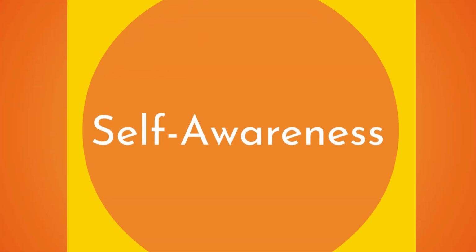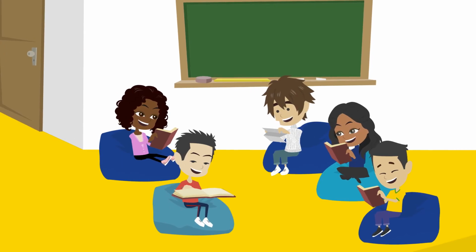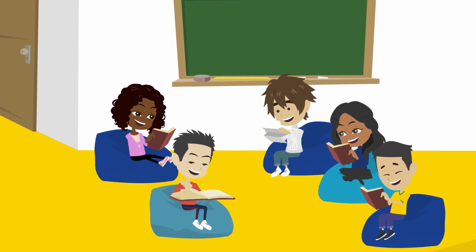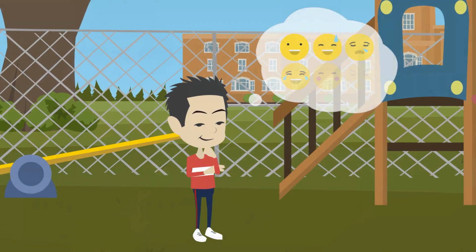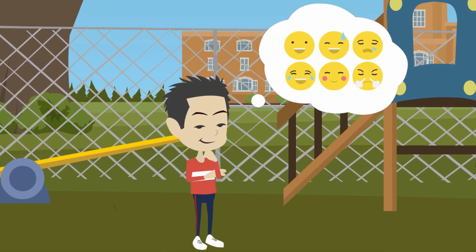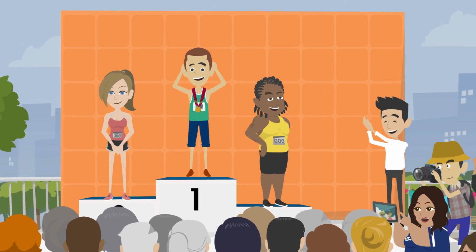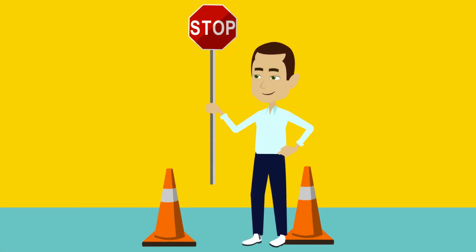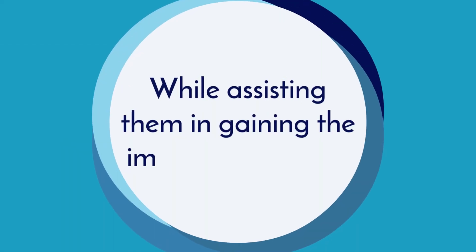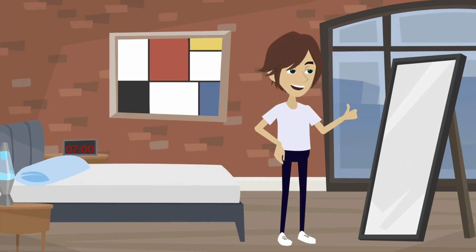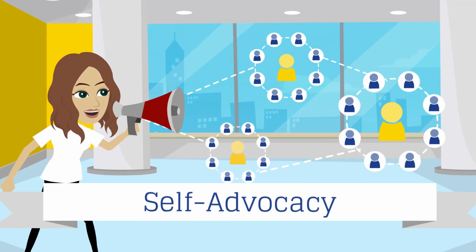1. Self-awareness. Building self-awareness in our students means shaping the skills that help them to better understand their emotions while identifying what triggers them. It's about helping them to recognize their strengths, limitations, needs, and values, while assisting them in gaining the important skills of self-confidence and self-advocacy.